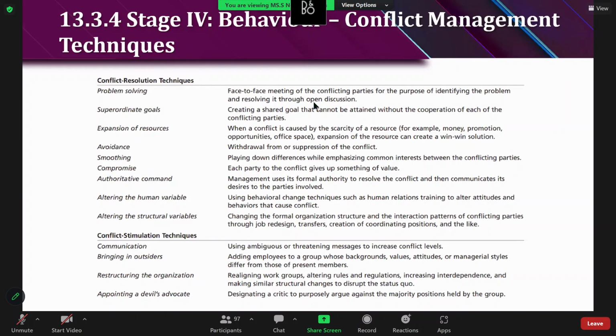For example, in a meeting, if there are 10 people discussing something and everyone else is agreeing with the point, then a devil's advocate can be appointed. Even though 9 people agree with the point of view, the one person will disagree with the majority's point of view. So then they will start to argue, or they will start to discuss the other people's point of view. So the discussion goes on, and that will lead to the best solution being reached. Okay. So these are the conflict resolution and conflict stimulation techniques which can be used.